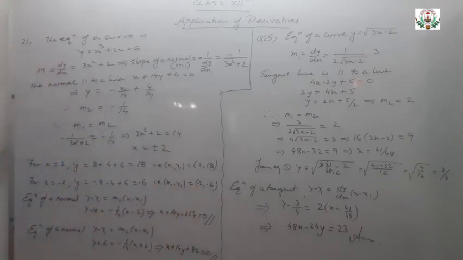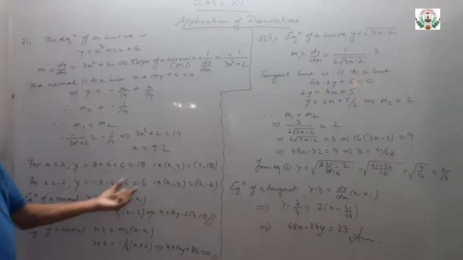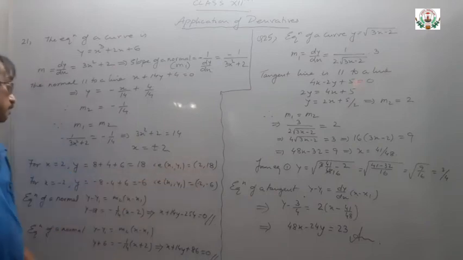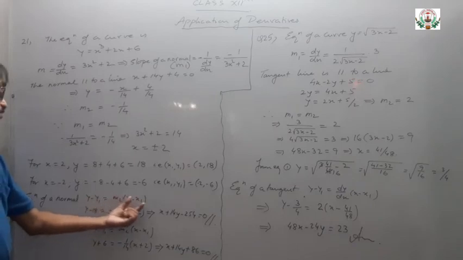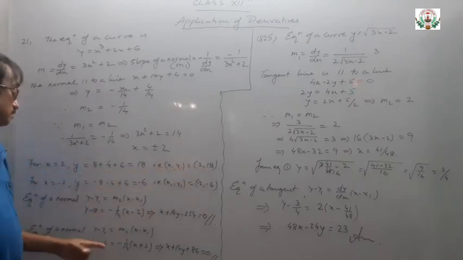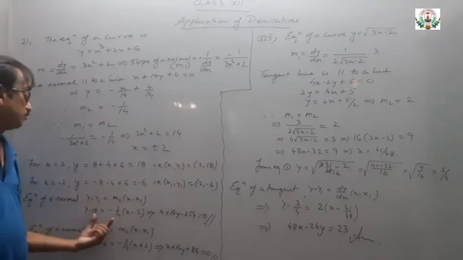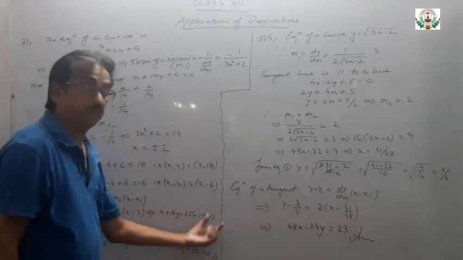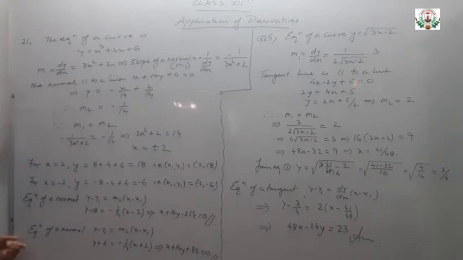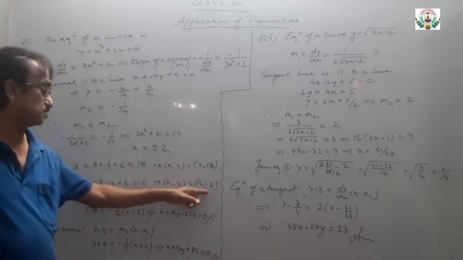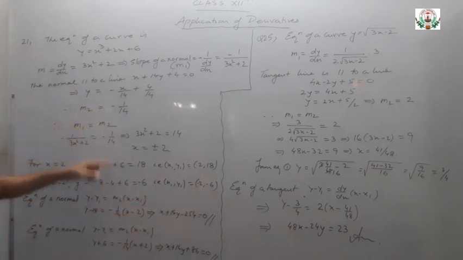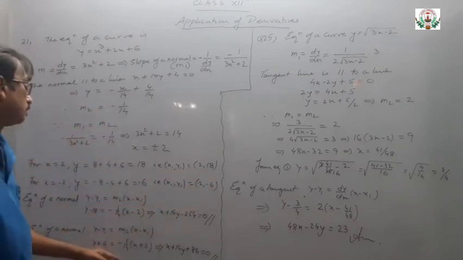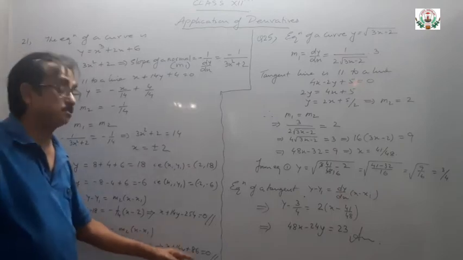So here we have to find the two equations of the normal. The equation of the normal passing through the point (2, 18) and whose gradient is minus 1 by 14: y minus y1 equals m2 into x minus x1, so y minus 18 equals minus 1 by 14 into x minus 2. After simplification, we get x plus 14y minus 254 equals 0. And the equation of the normal passing through the second point (minus 2, minus 6), whose gradient is minus 1 by 14, after substituting in the same formula, we get x plus 14y plus 86 equals 0.